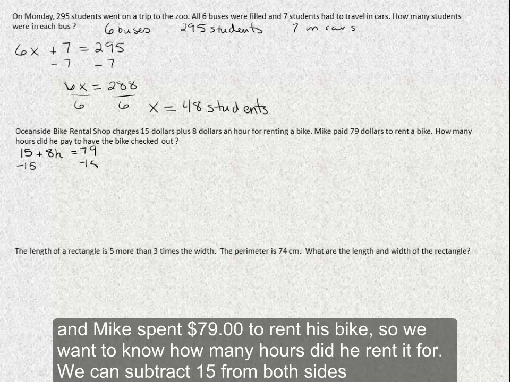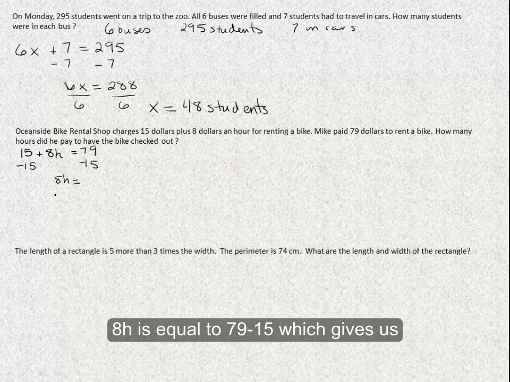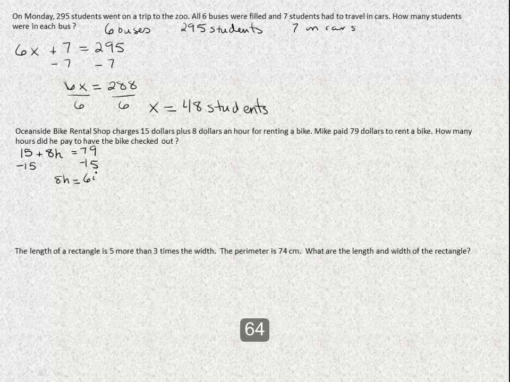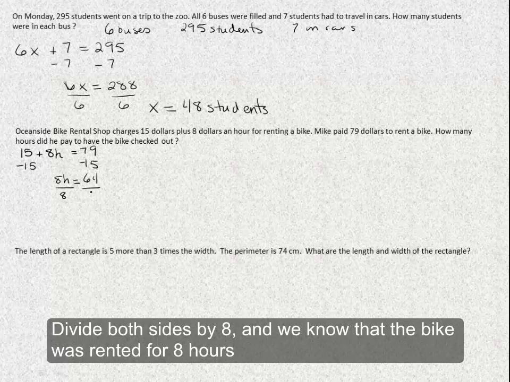We can subtract 15 from both sides. 8H is equal to 79 minus 15, which gives us 64. Divide both sides by 8, and we know that the bike was rented for 8 hours.